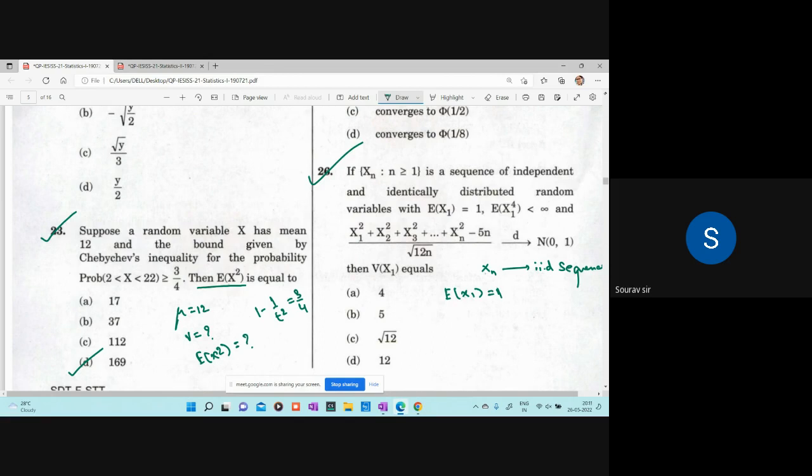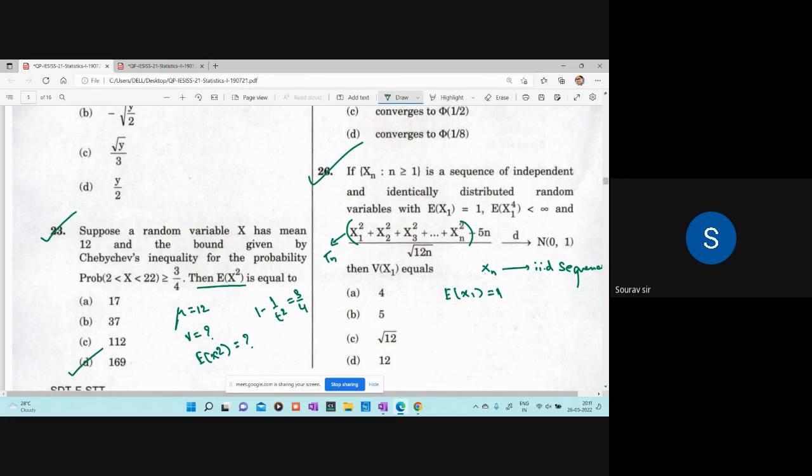So basically we need to find the distribution of this particular setup, that is X1 square plus X2 square plus X3 square plus up to Xn square minus 5n divided by this. So we have to find out this, which is suppose say some Tn.